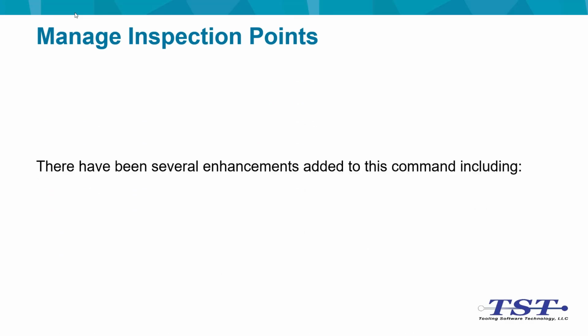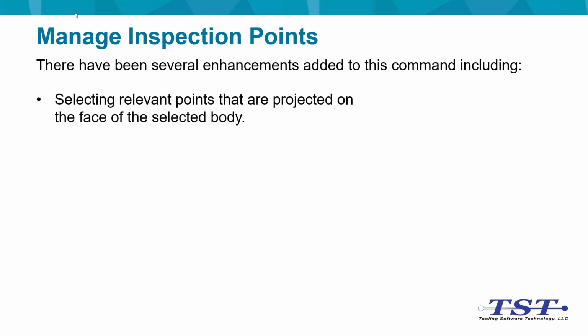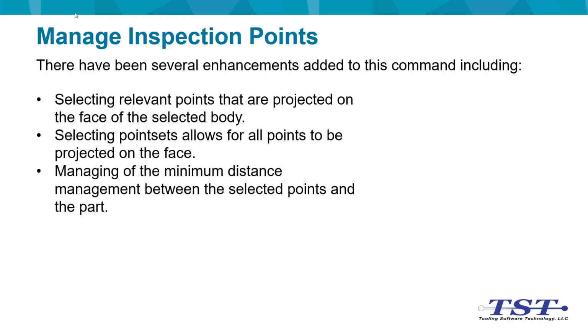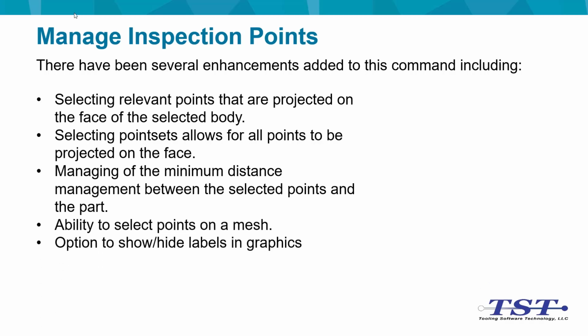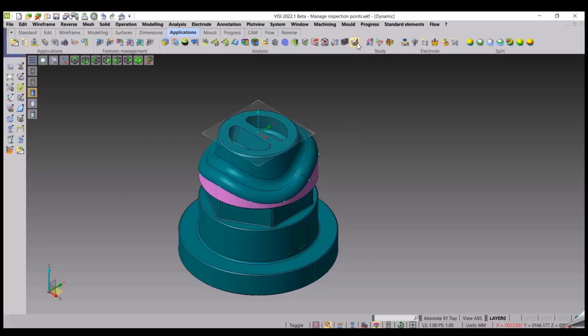So within Manage Inspection Points, there have been several enhancements added to this. So in 2022.0, they introduced Manage Inspection Points, which allows you to create points for CMM or probing. Within this version, we now can use the selecting relevant points to do a projection on a face of a selected body. You can select point sets that allow for all points to be selected and projected on the face. You can manage minimum distance between the selected points, and you have the ability to select points on a mesh model as well. You have the option to show, hide the labels and graphics, and you can simulate the part and check collisions. So here's just a quick video example of that.